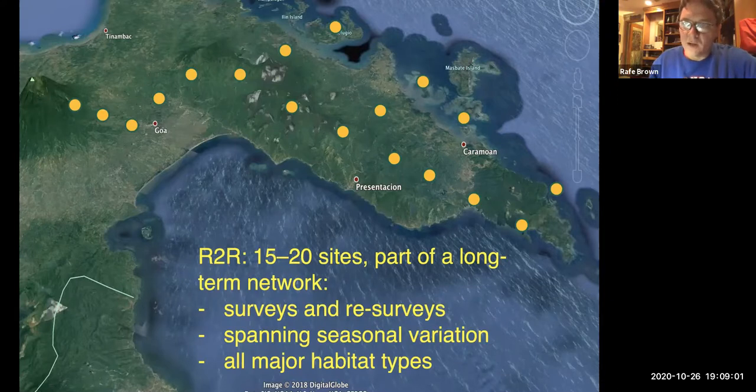seasonal variation as well. In the dry season, one catches a lot of reptiles, and in the rainy season, you catch a lot of amphibians. And so if you want to know something about the total biodiversity, it's important to do a survey and a resurvey, at least at those two different times of the year, spanning all that seasonal variation and all those habitat types across the entire Caramoan.